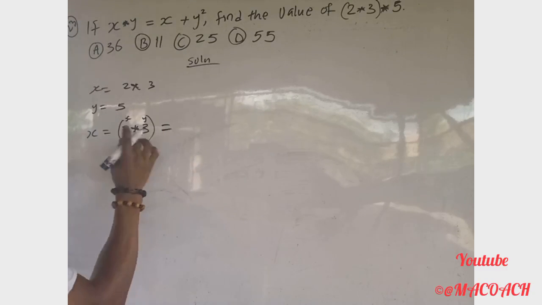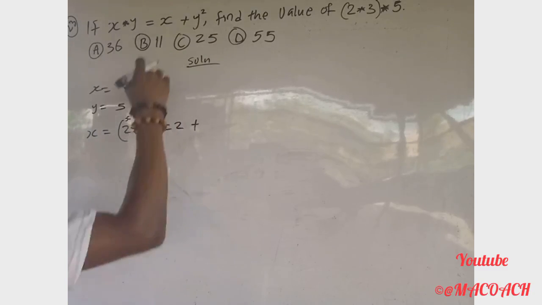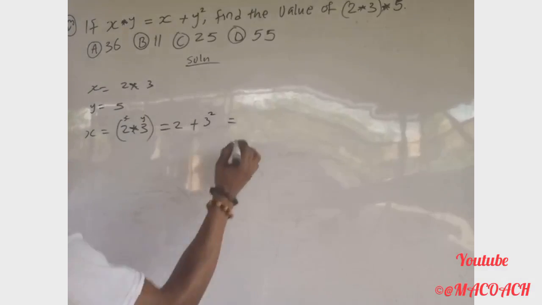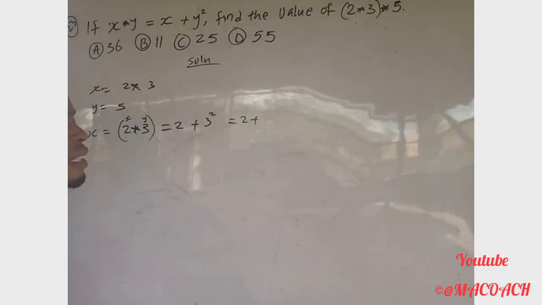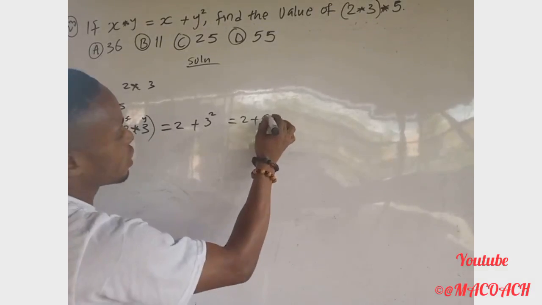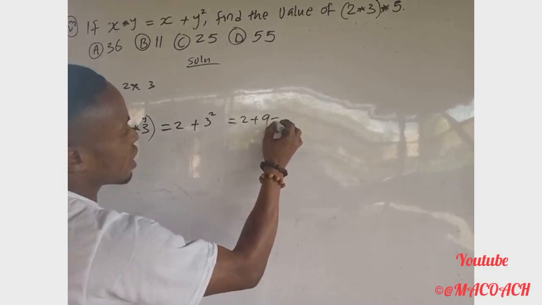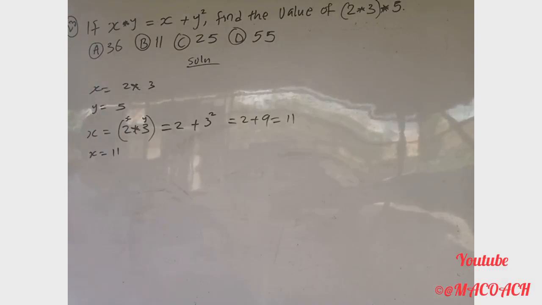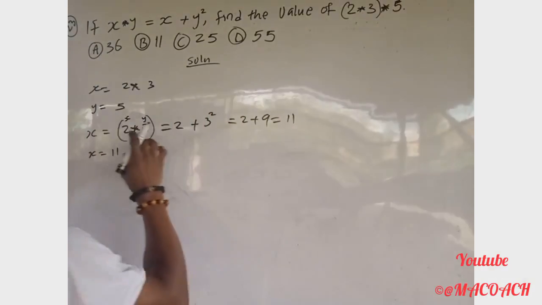Our s is equal to 2 plus y squared, where y is 3. So that is 2 plus 3 squared. 3 squared is 3 times 3, which gives us 9. Then 2 plus 9 gives us 11. So our s is equal to 11. Now if we bring this out and compare it to this, our s is clear.